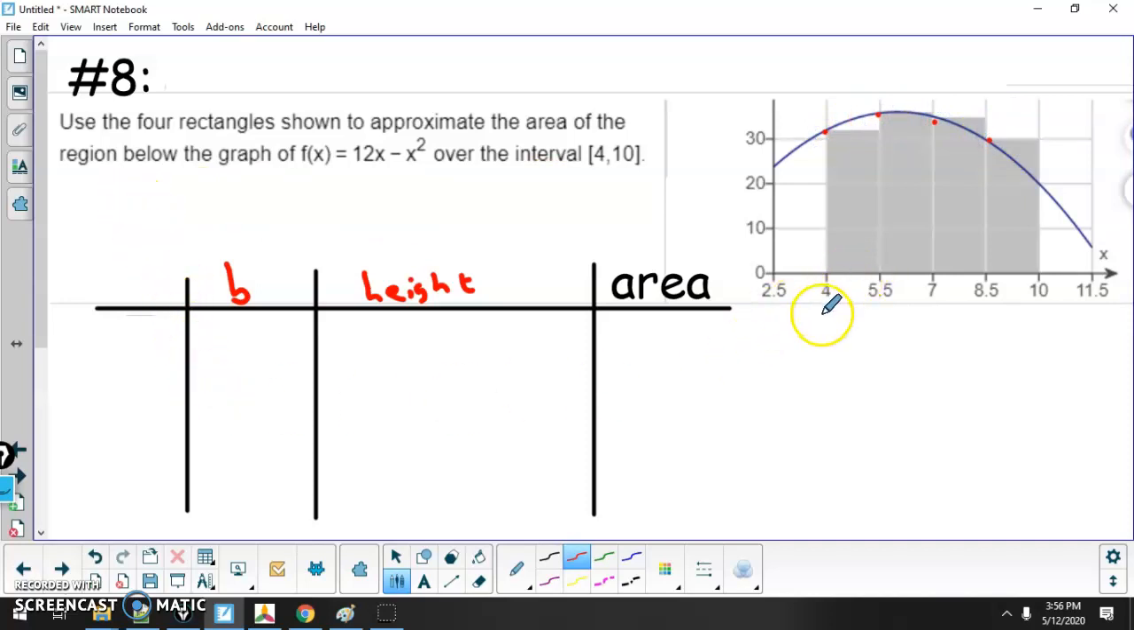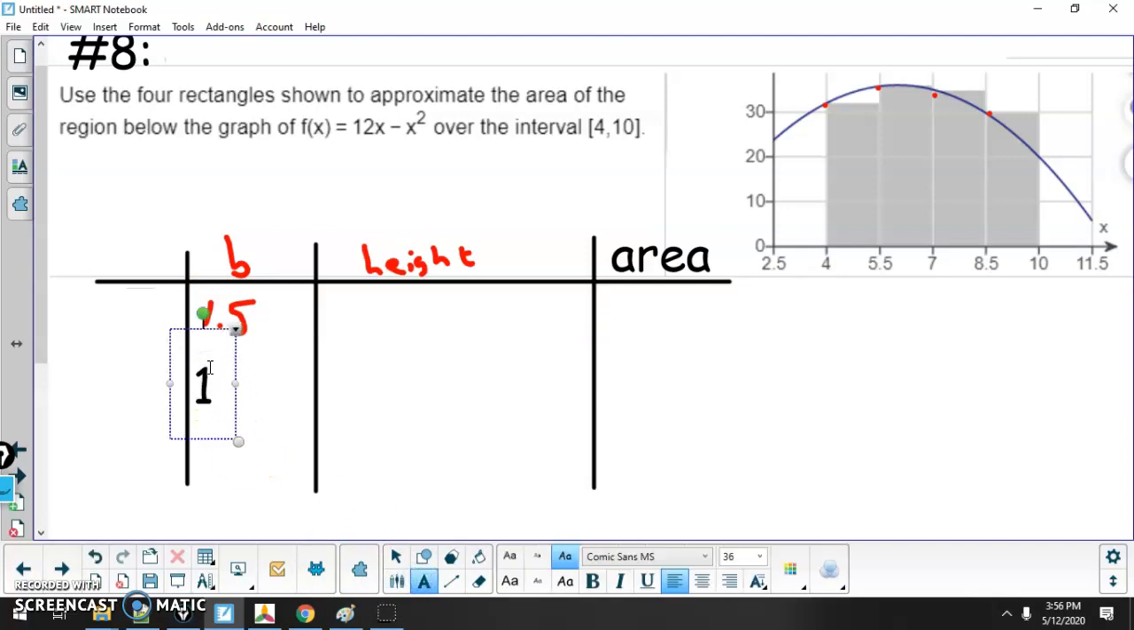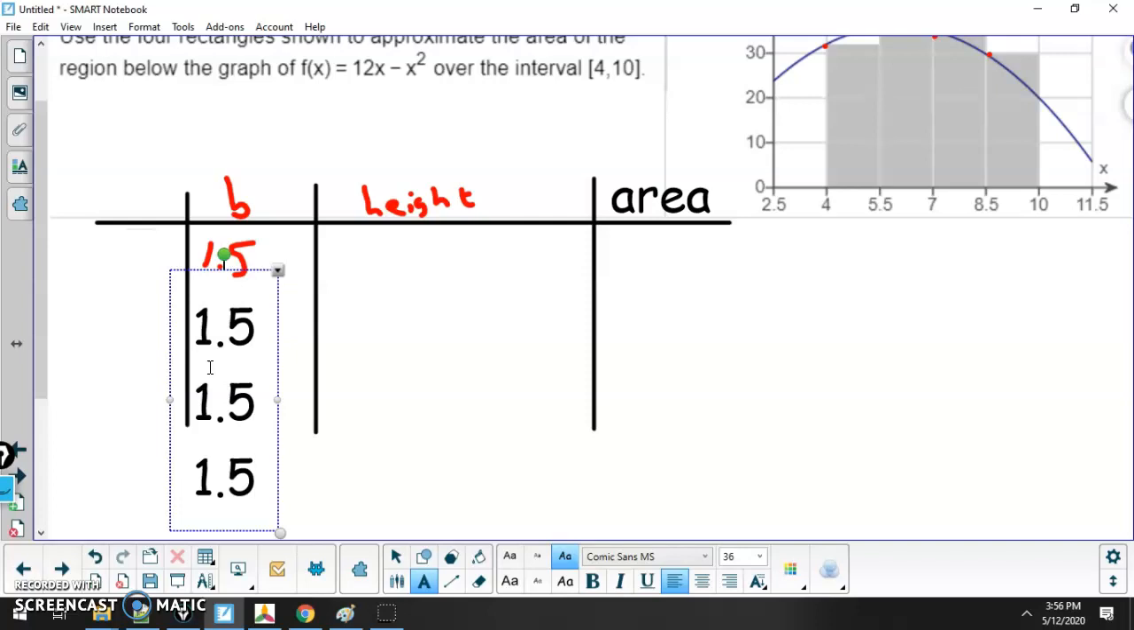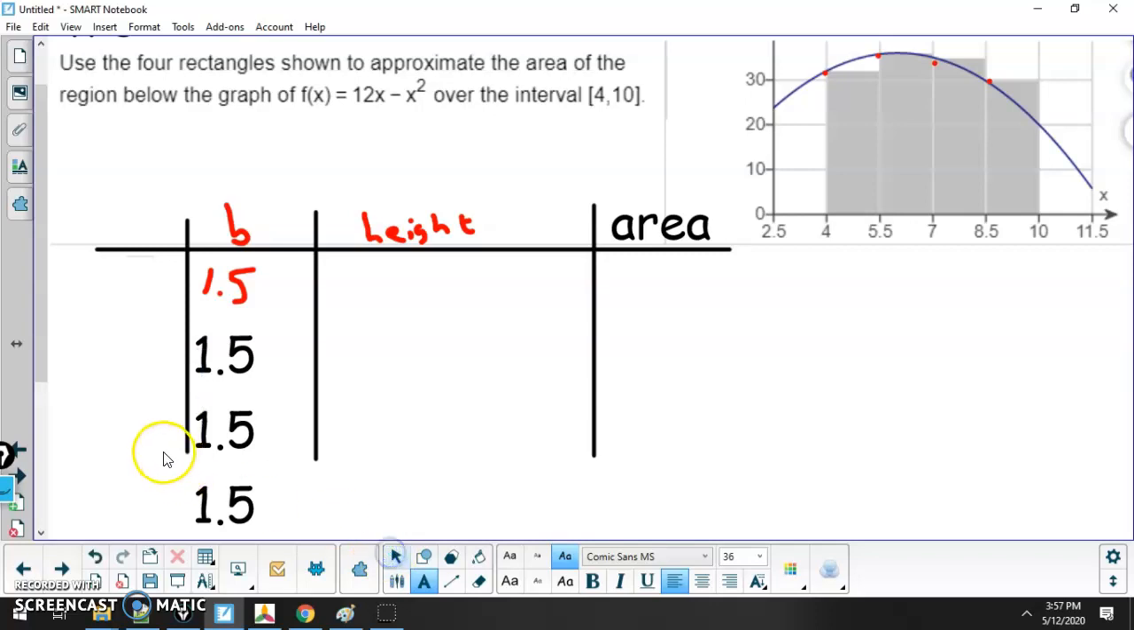So you need to figure out the base of each rectangle and figure out the height of each rectangle. Calculate the areas of all of them, then sum them up. You have 4 rectangles, and let's go with the base of the first rectangle. In fact, all of the rectangles have the same base, and that is 1.5. So I'm just going to type in 1.5 for all of the rectangles. It's good to keep track of how I knew that was 1.5. Well, the difference between 4 and 5.5 is 1.5, and each one is consistently the same base. So the base is really easy to calculate.